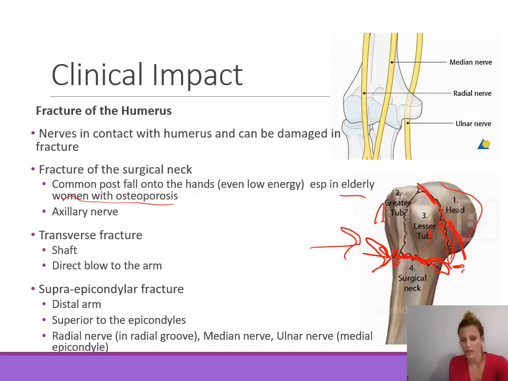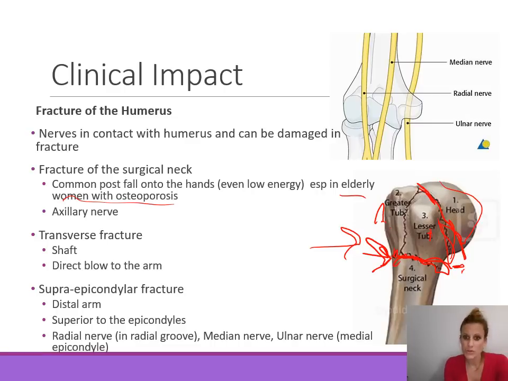This can be even a really low energy fall. So it doesn't have to be like a huge impact. Just a little tumble can result in a fracture of the surgical neck. The axillary nerve does pass by the humerus really closely at this area. So axillary nerve damage is a common complication when there's a fracture of the surgical neck of the humerus.